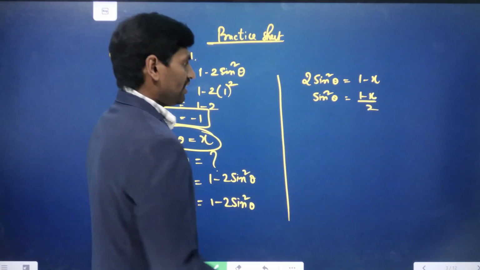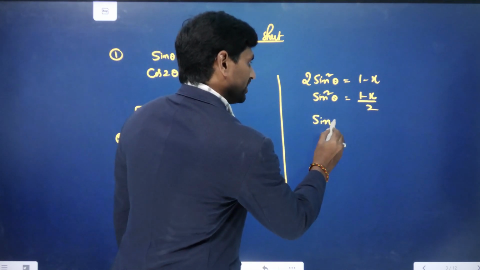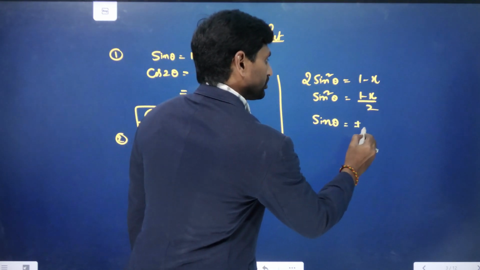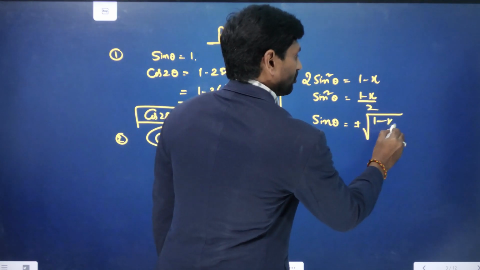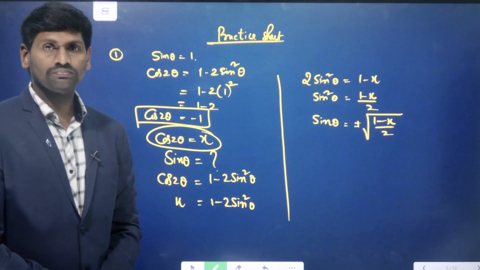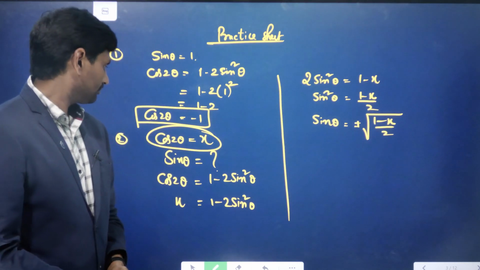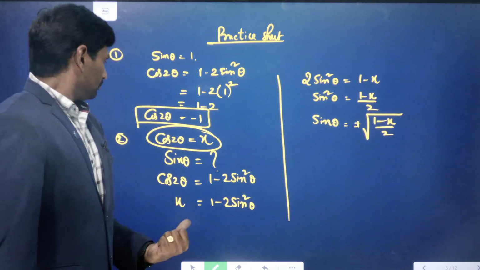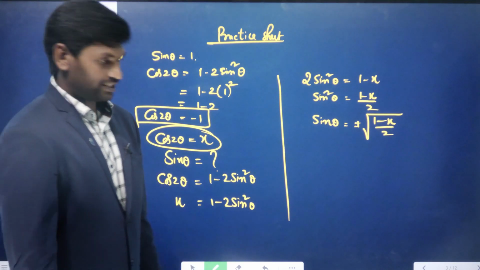Whenever you have a square, apply square root on both sides. Then sin theta equals plus or minus root over (1 minus x) by 2. So this is the value of sin theta. Okay, check. Let us go to the next problem.